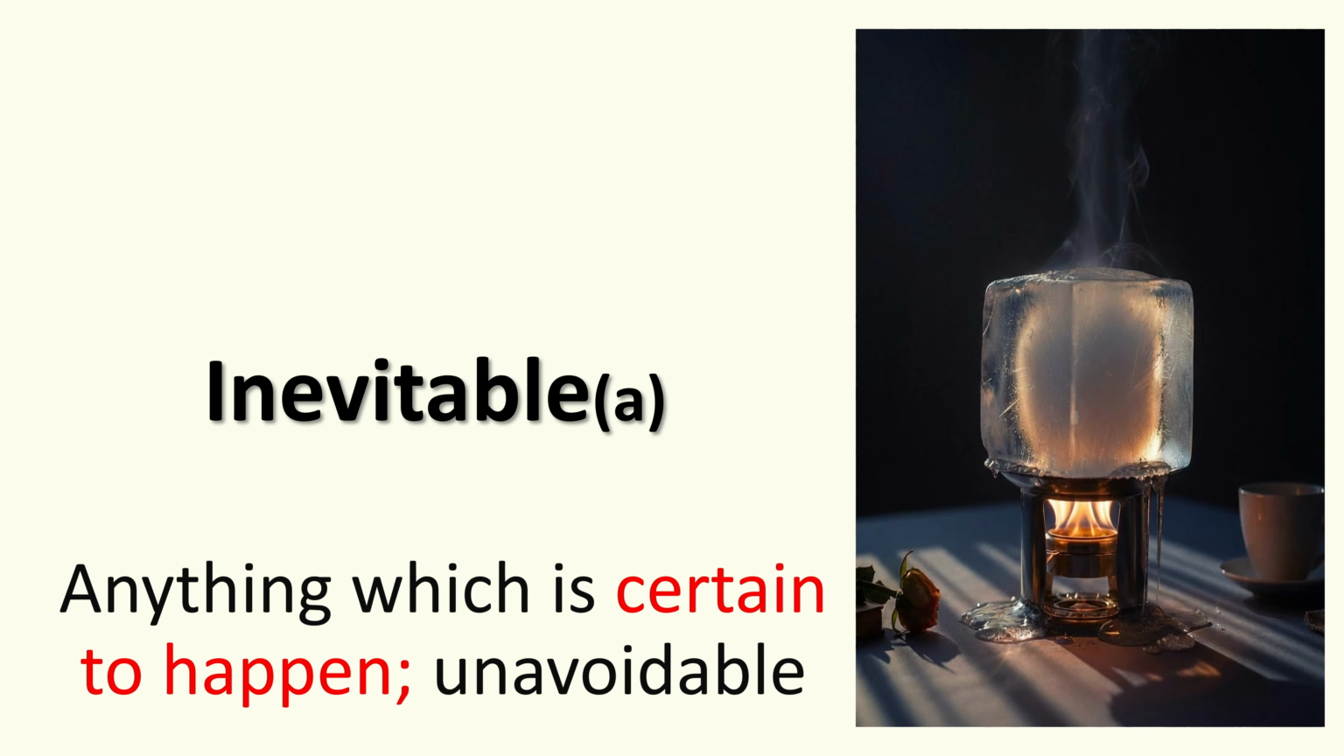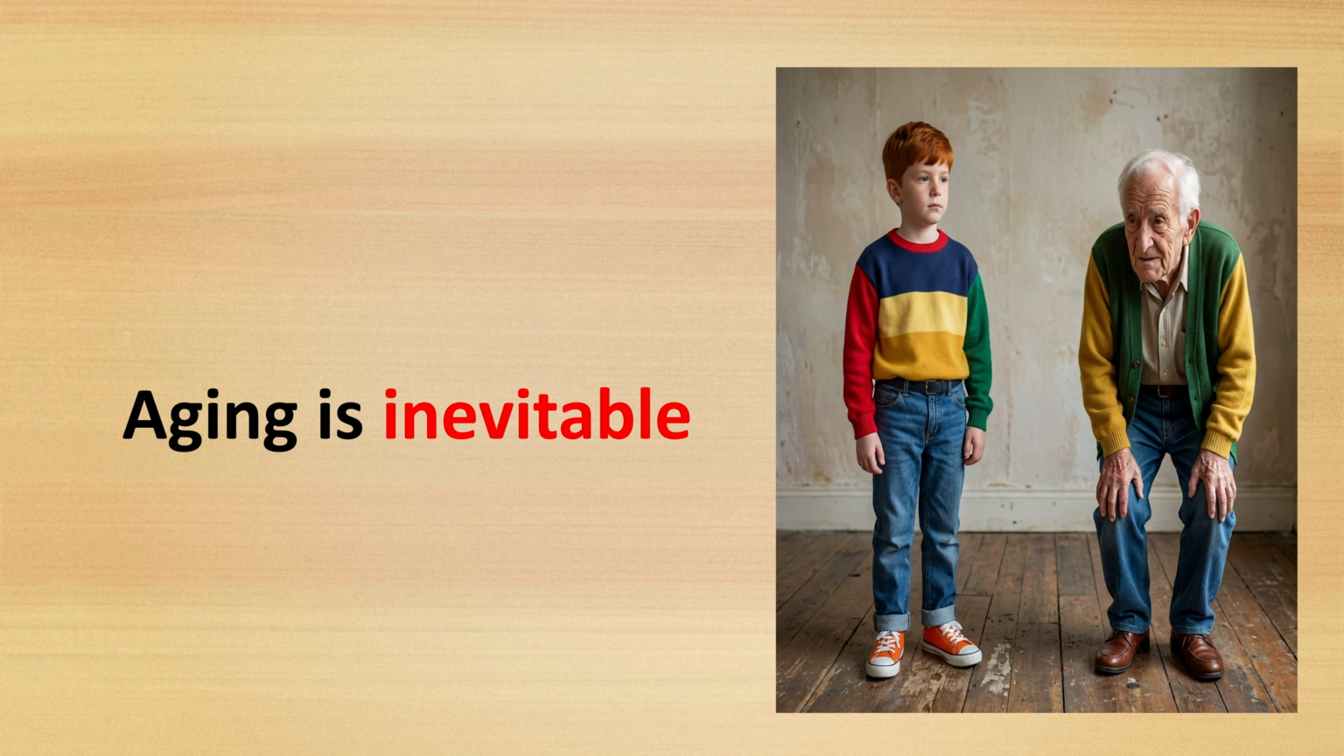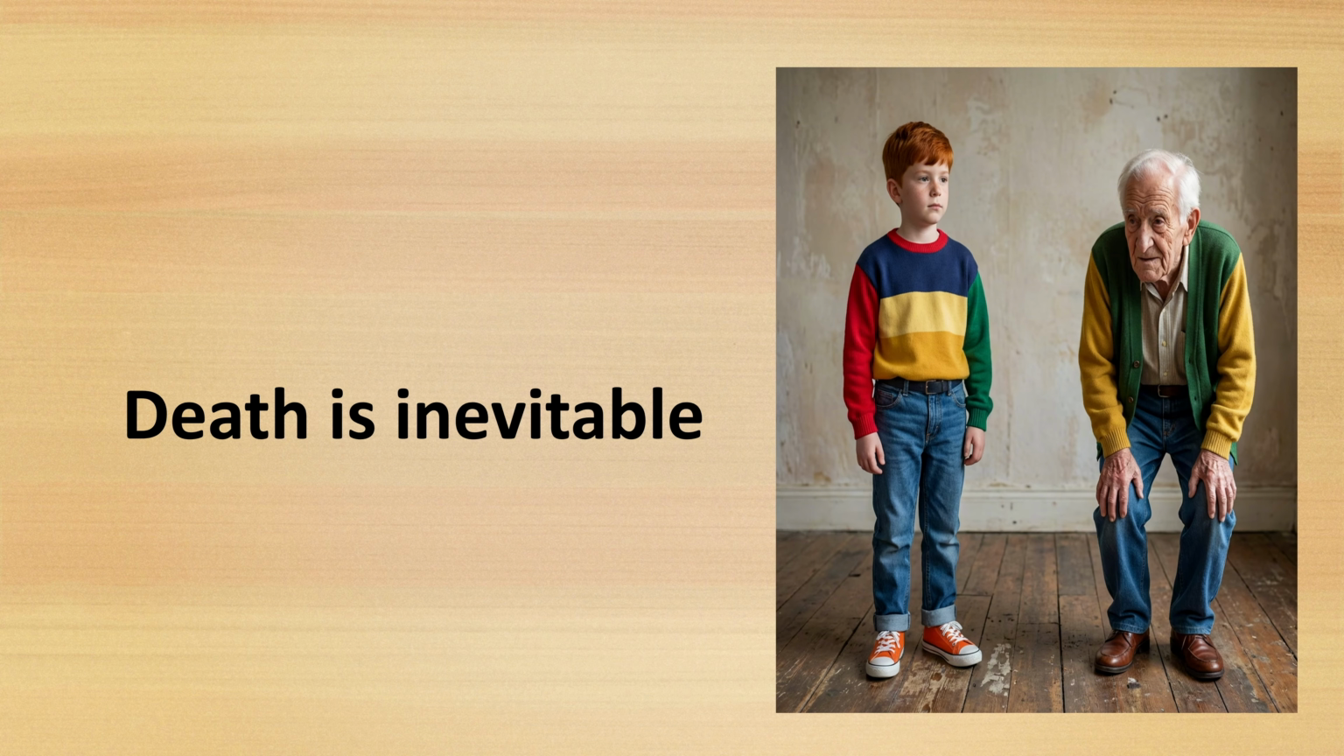And the last word is inevitable. It's an adjective. It is used for anything which is certain to happen, unavoidable. For example, in this illustration, you can see a block of ice is placed on fire. In this case, the melting of ice is inevitable. It cannot be prevented. In our lives, there are many things which are inevitable. For example, aging is inevitable. Nobody wants to get old, but it is unavoidable. In the same manner, death is inevitable, and so on.